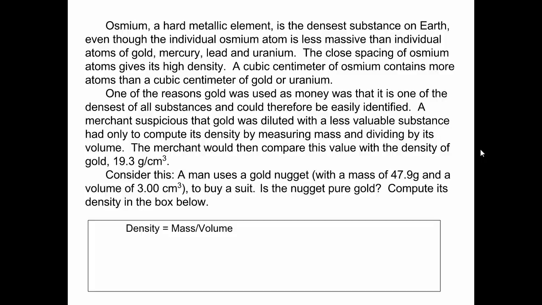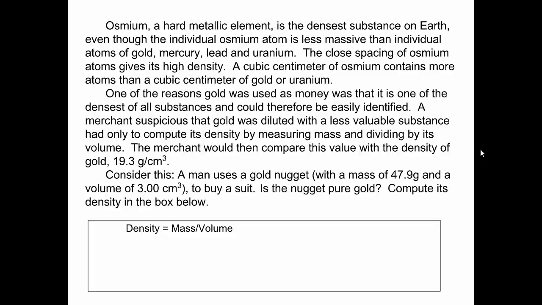Grams per cubic centimeter. Yes. If I were to calculate the density of a golden nugget that has a mass of 47.9 grams and a volume of 3 cubic centimeters, and I were to use it to buy myself a new suit, and the tailor I was buying my suit from was checking up on me to see if this gold nugget was actually true, was I scamming him? Yeah. How would you know this? Joey? 19 times 3, it doesn't go into 47.9 evenly?